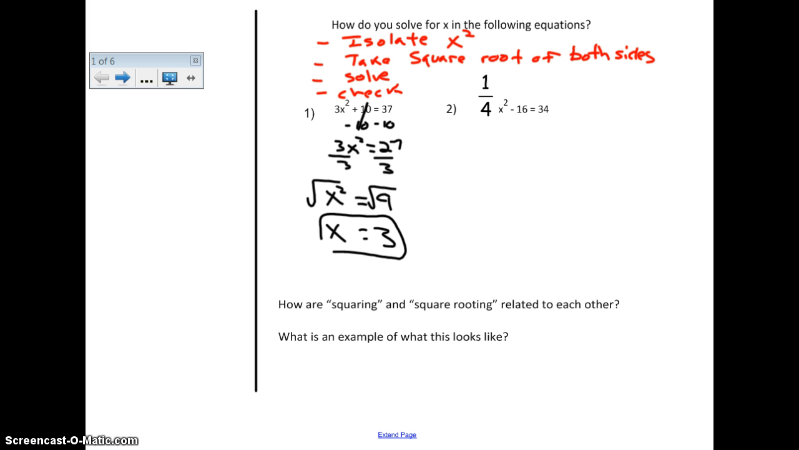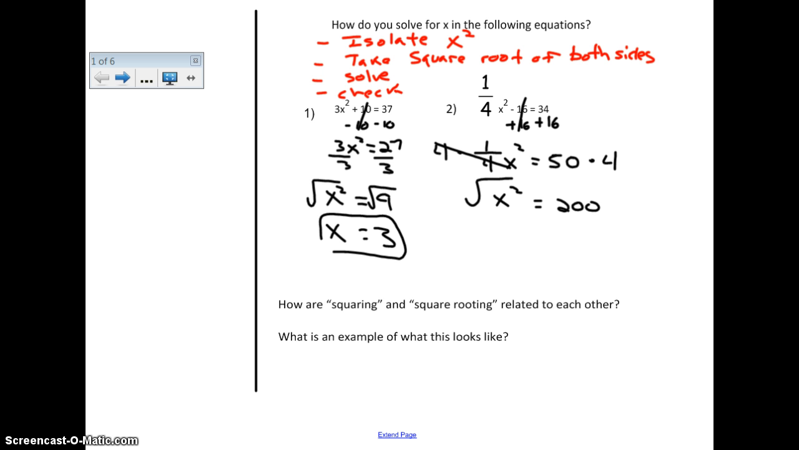Go ahead and try equation number 2 on your own if you want, or you can just follow along with me. We're going to, again, isolate x squared, so we're going to add 16 to both sides. Now we have 1/4 x squared equals 50. Now we're going to multiply both sides by 4 over 1, or 4. That isolates x squared. We get x squared equals 200.